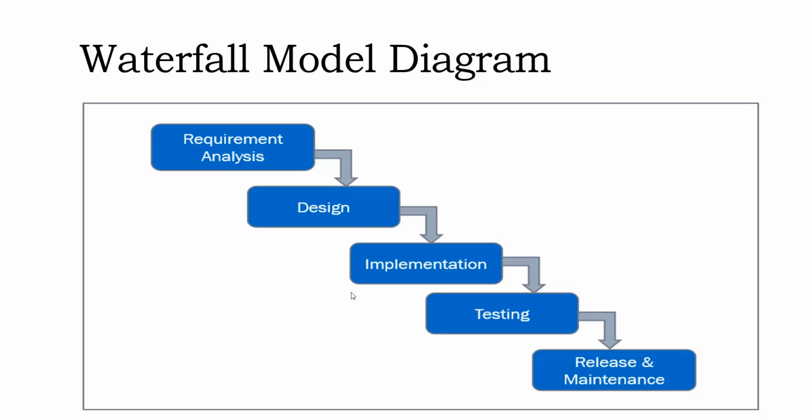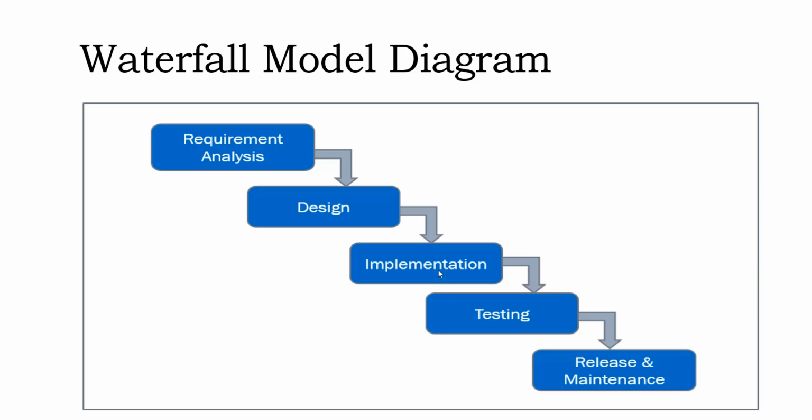Then we come to the design phase, which is known as system design. We study the requirement specification that we prepared in the first phase and prepare the design document, describing how the design of the software will look. Also in the design phase, we specify the hardware and system requirements that we are going to use in the future development of the software.